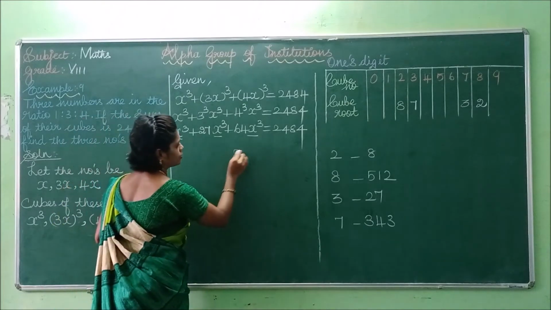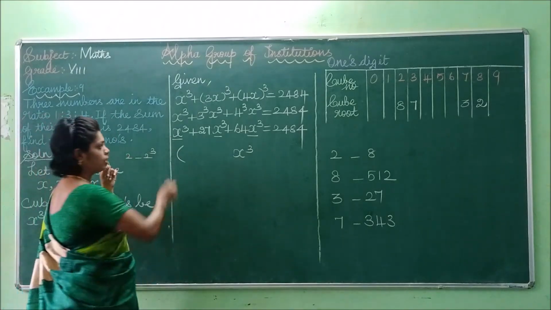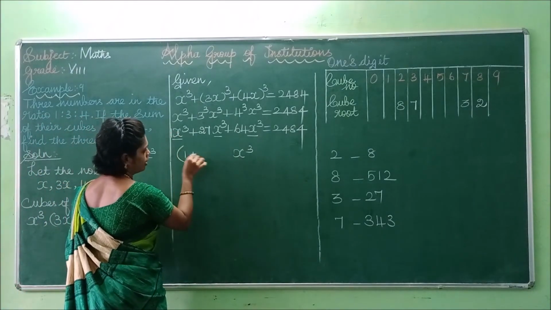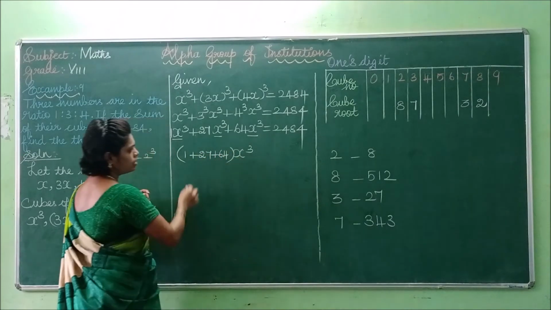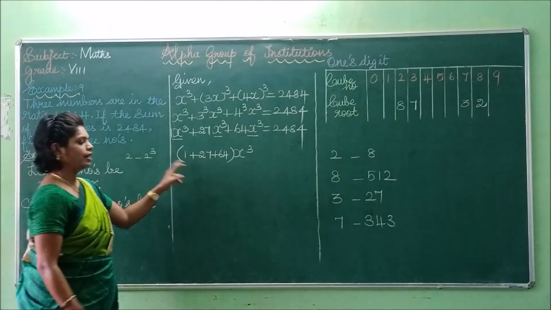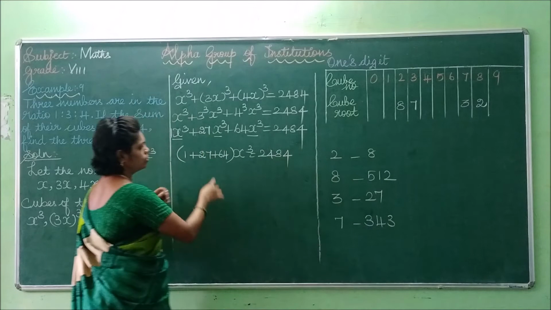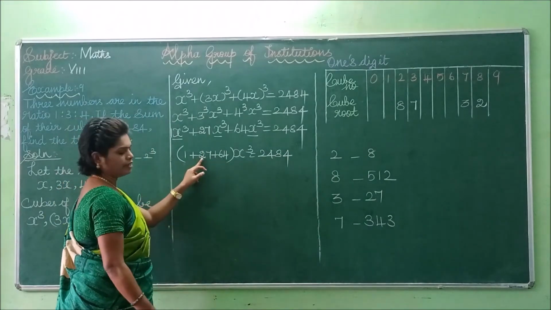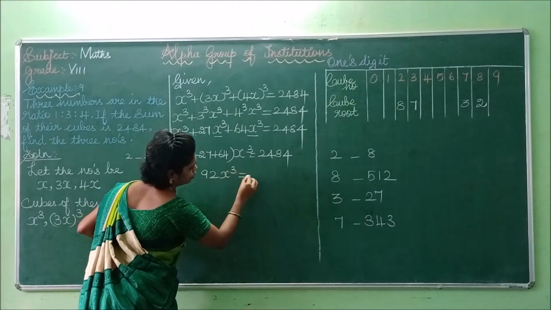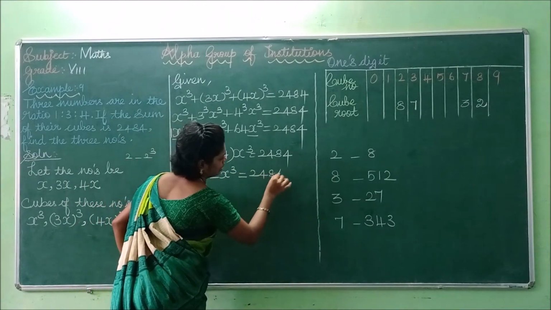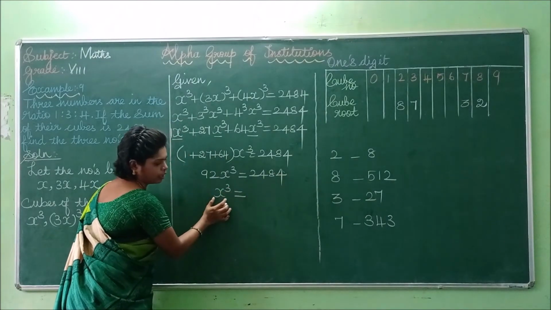So we may take x cube outside. The coefficient of x cube is 1, so we may write 1 plus 27 plus 64. Add those values. What may be your result? 65, then 85 and 92. So 92 x cube, which is equal to 2484. Now I am going to find the value of x cube.